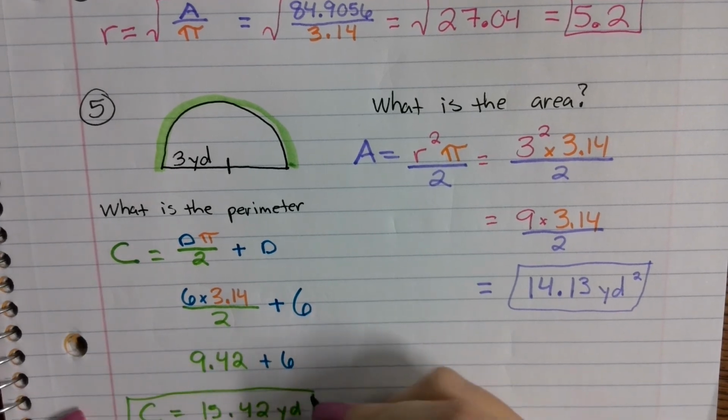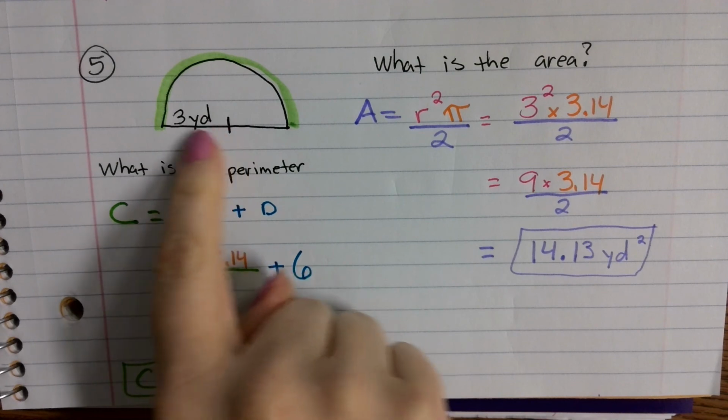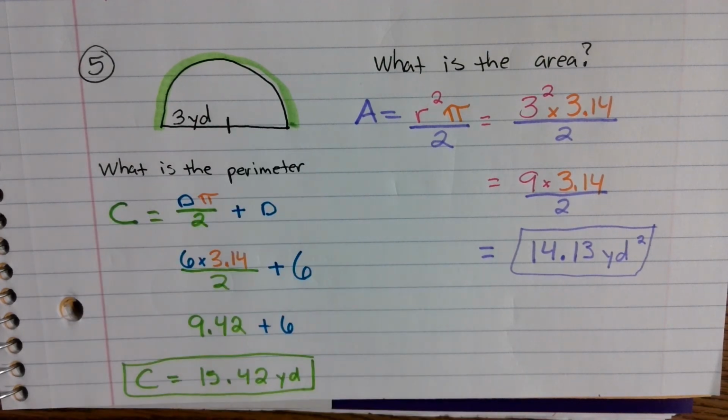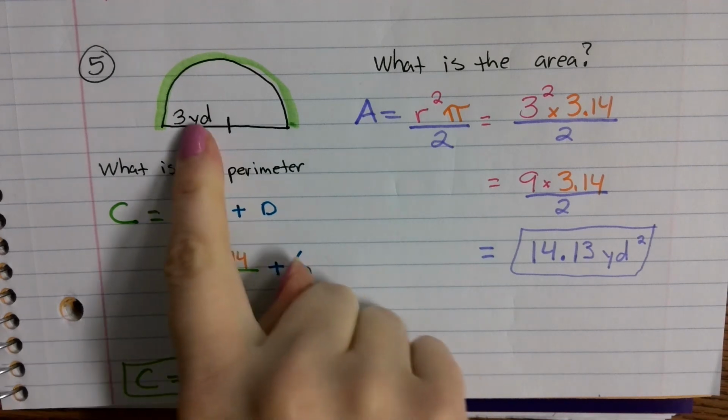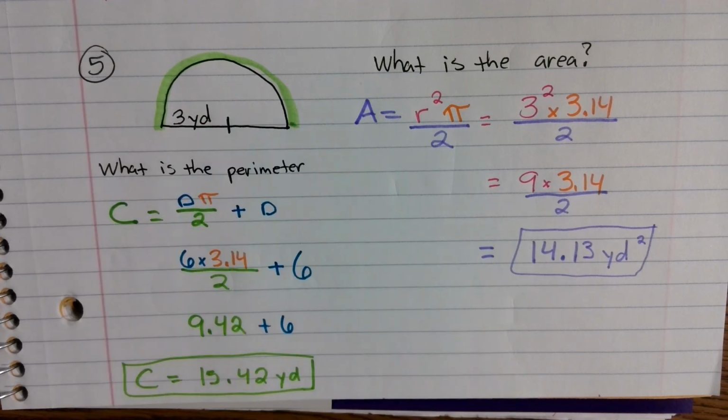Half is the radius, so double it, and that's the diameter. Yes. Half is the radius. That means if I double this, that's the diameter. So 3 plus 3 is 6.